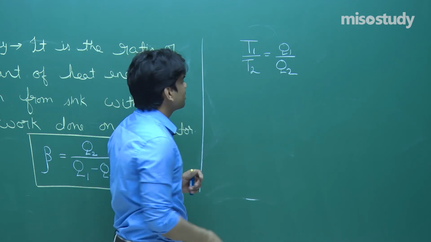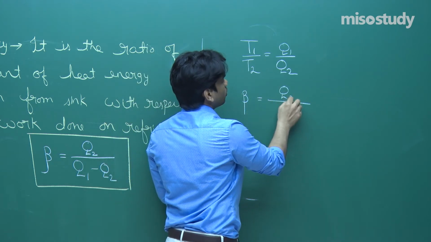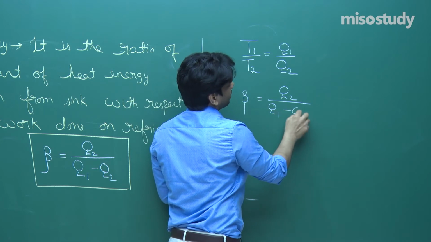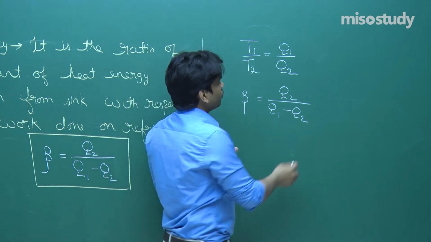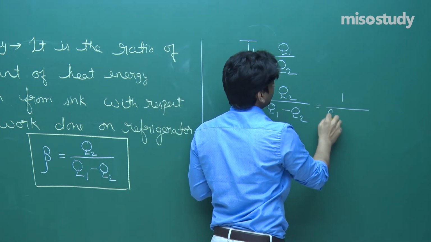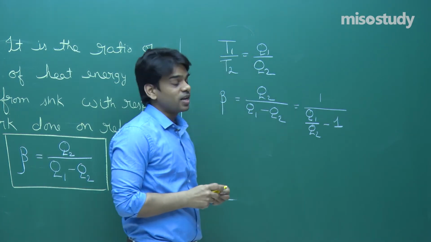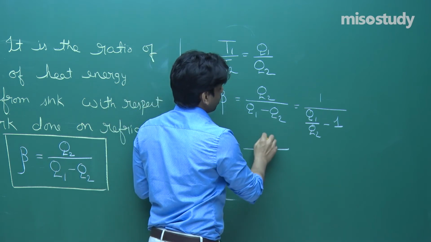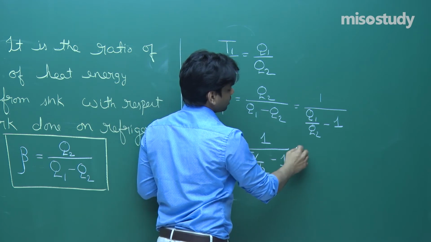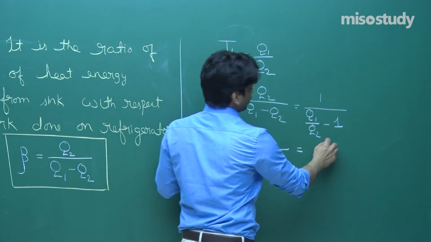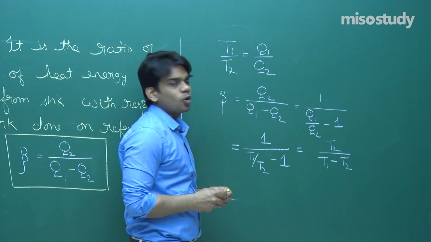It is just a reverse process. Now you see here, already I have written the efficiency beta is equal to Q2 upon Q1 minus Q2. So if I divide the numerator and denominator both by Q2, we will be having 1 upon Q1 by Q2 minus 1. This is a term that we'll be having. Now after this we'll be having 1 upon Q1 by Q2 is T1 by T2, T1 by T2 minus 1. This will turn out to be, take T2 as the LCM, T2 will move to the numerator. This is the term you are going to have, T2 upon T1 minus T2.